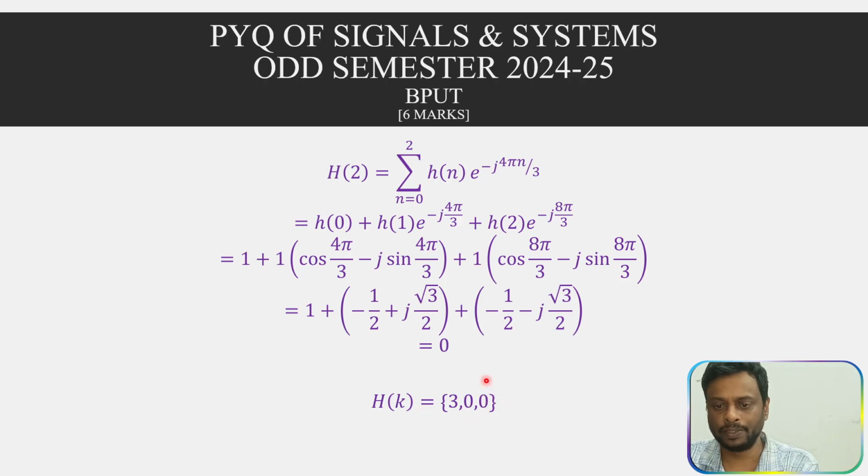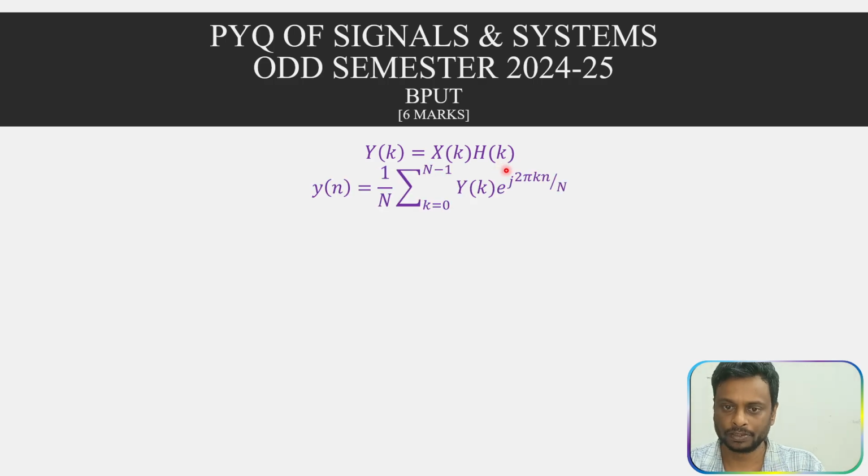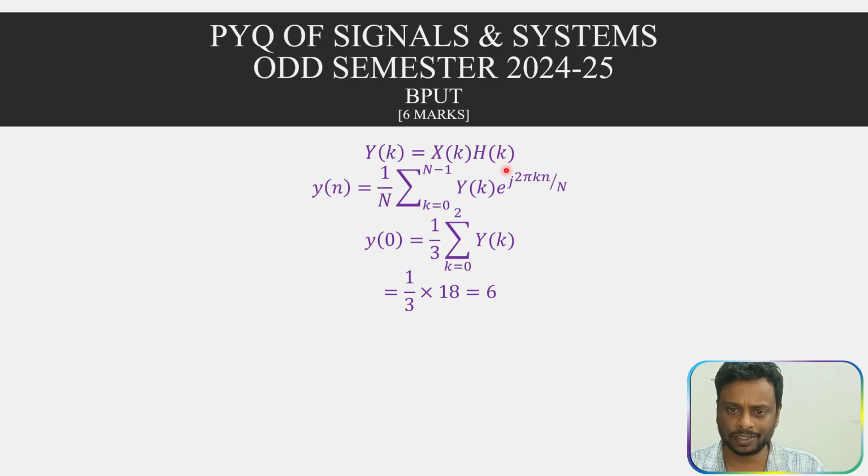Then we need to multiply that h of k with x of k. So h of k and x of k need to be multiplied. You can see that this 2 will be multiplied. That x of k and h of k multiplied will be our y of k. So you need to multiply this.